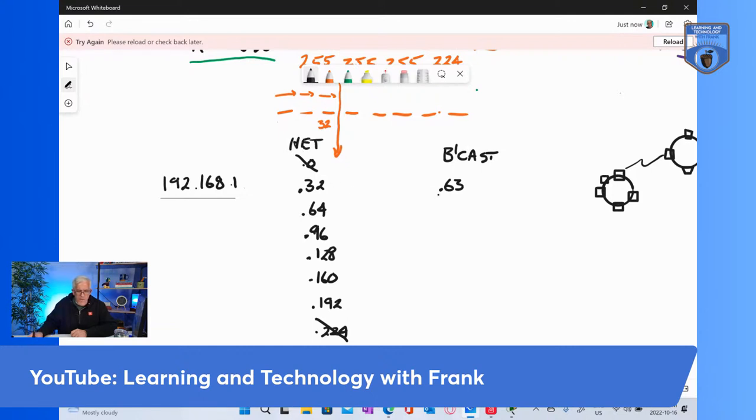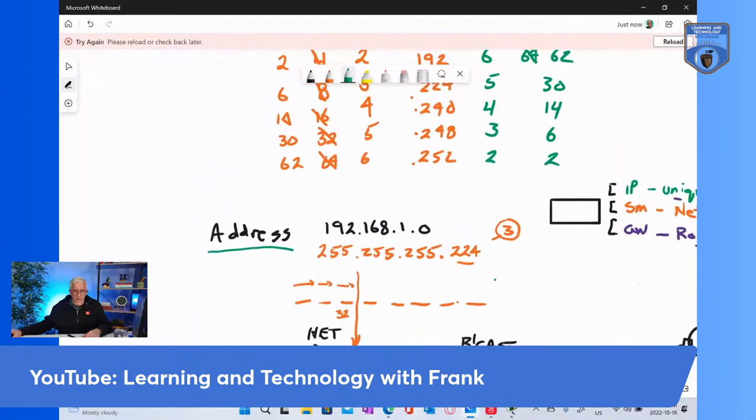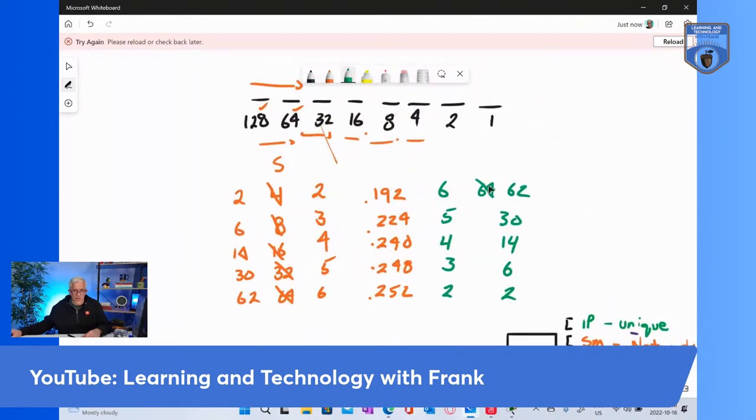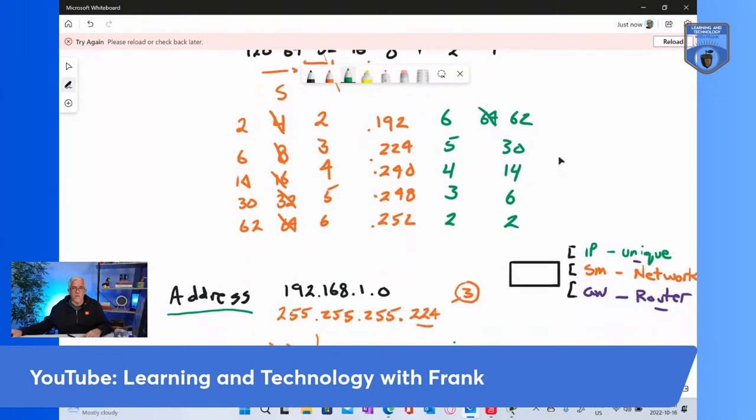So what are the IP addresses I can use? I can use .33 all the way to .62. And if you count 33, 34, 35, and so on up to 62, guess what? I reached 30. So we go up to the magic host number. I have 6 networks because I borrowed 3 bits, and I have 6 networks with 30 hosts on each. See how I did that?